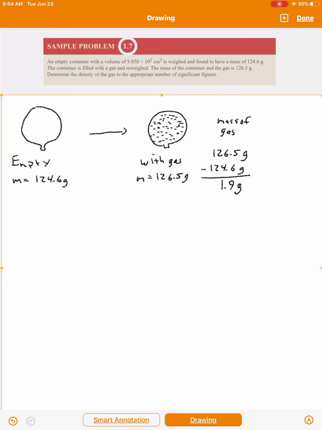It tells us the volume of the container: 9.850 times 10 to the 2 centimeters cubed. Okay? So now we have the volume, we have the mass. Let's calculate the density. Remember, density is mass over volume. So 1.9 grams over 9.850 times 10 to the 2 centimeters cubed.